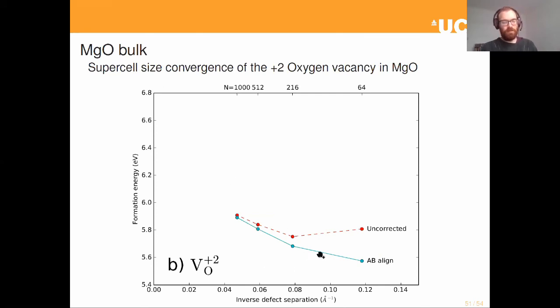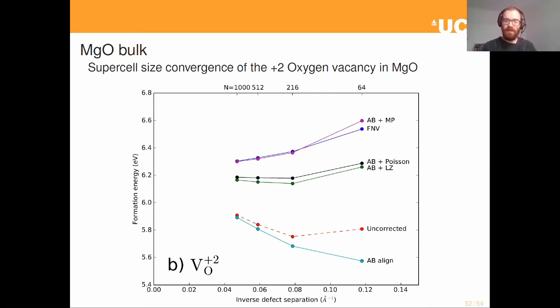In this particular example of charge defects, this alignment effect is a smaller source of the error. This red line is uncorrected and this blue line is with potential alignment. Indeed, in this case, adding the potential alignment makes the results worse at this stage. But if we include an electrostatic correction as well, then we're able to remove a lot of the size dependence. So a combination of corrections can remove a lot of the supercell size dependence from these calculations.